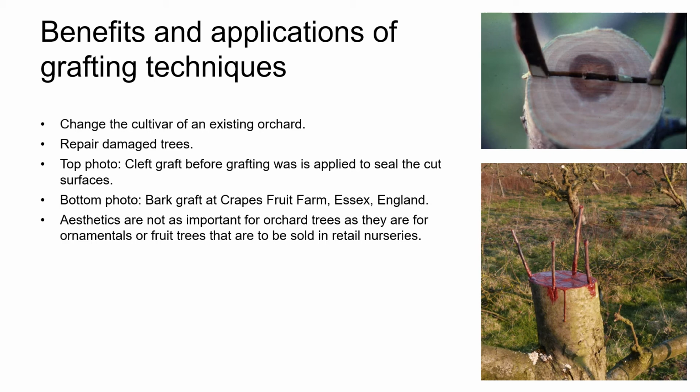In the top photo here, the graft has just been done and wax will be daubed over the surfaces to seal them. In the bottom photo, which shows a bark graft, you can see that wax has already been applied to this graft. These two grafting techniques look strange initially because there's such a mismatch in size between the rootstocks and the scions. They won't look so strange in a few years though, once the scions have grown. And let's remember that aesthetics aren't as important for commercial orchard trees as they are for ornamentals or fruit trees that will be sold in retail nurseries.